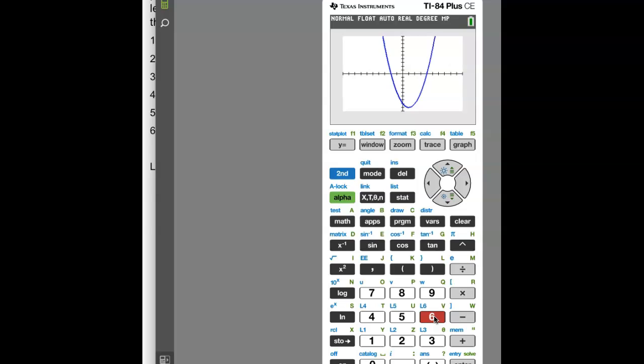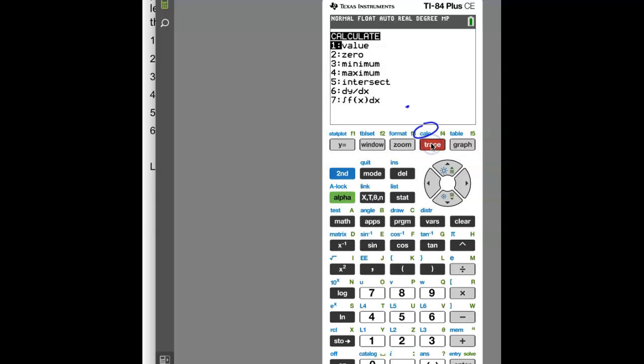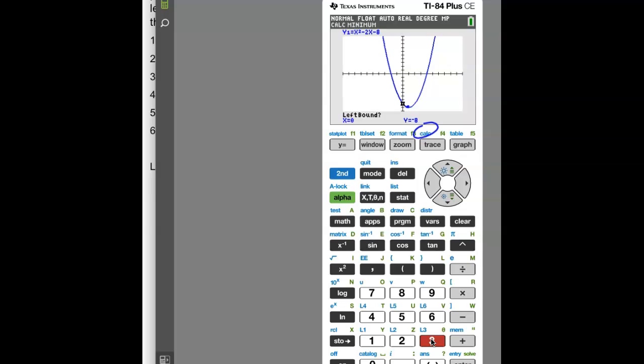All right, so we see the same picture that we had before, and we are trying to find this low point. Okay, so we're going to hit our calc key. To get that, we have to do second trace. And we are going to find a minimum value. So we're going to choose option 3. We can either just type the number 3 or you can arrow down to 3 and hit enter.